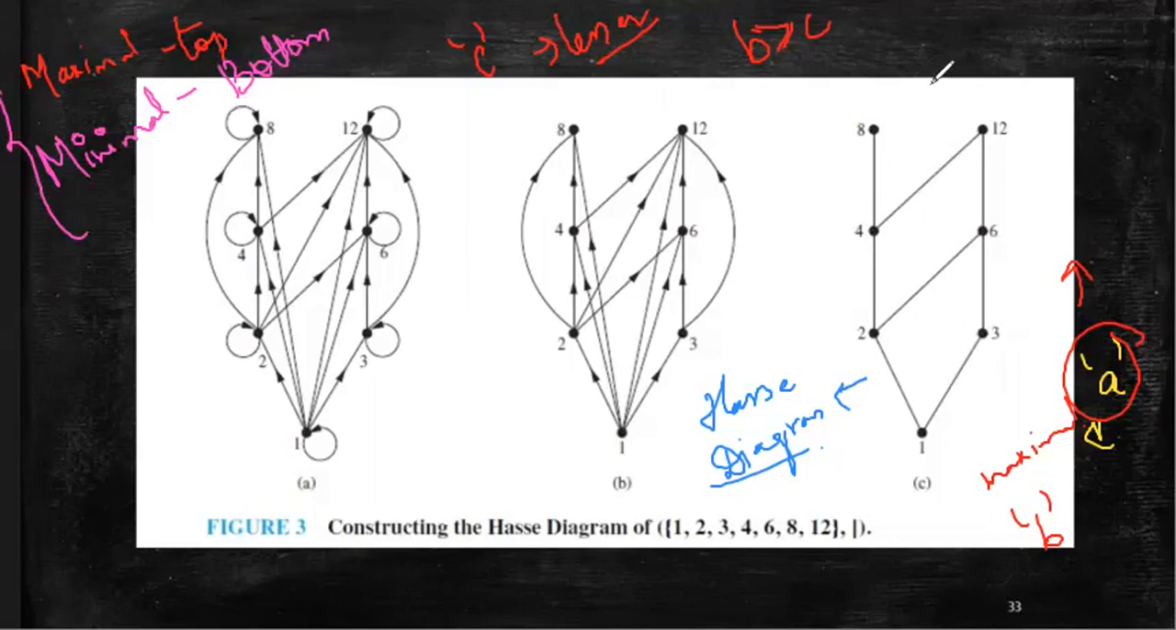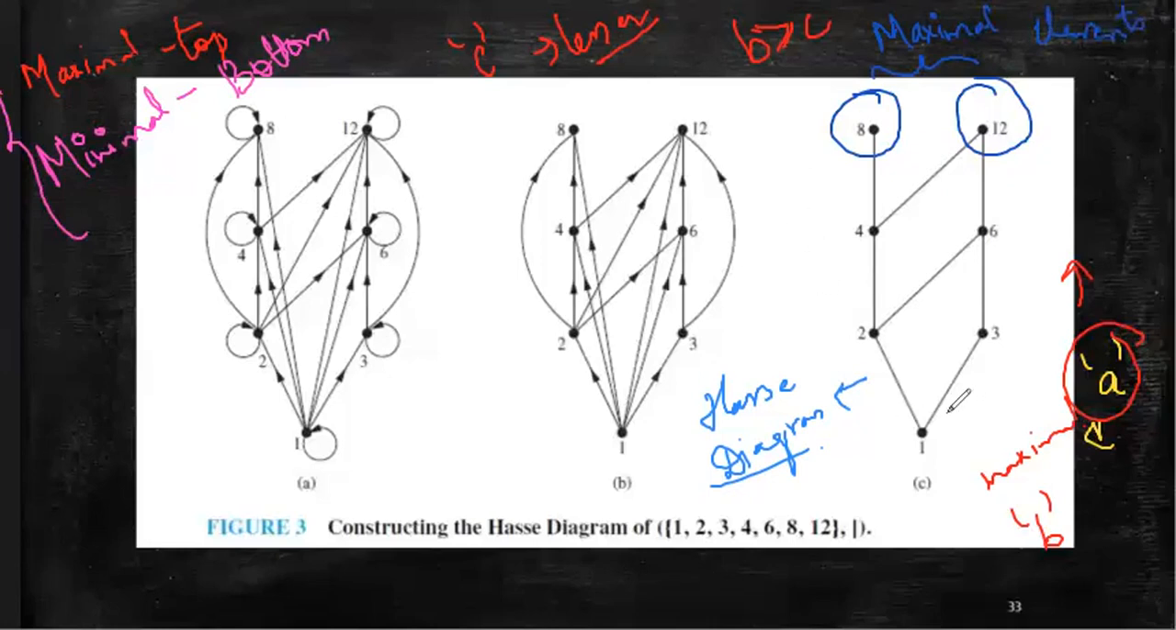So in this diagram, what are the top elements? The top elements are 8 and 12. So 8 and 12, these two are known as the maximal elements. While the minimal element is the bottom element, which is 1. So this is the minimal element.